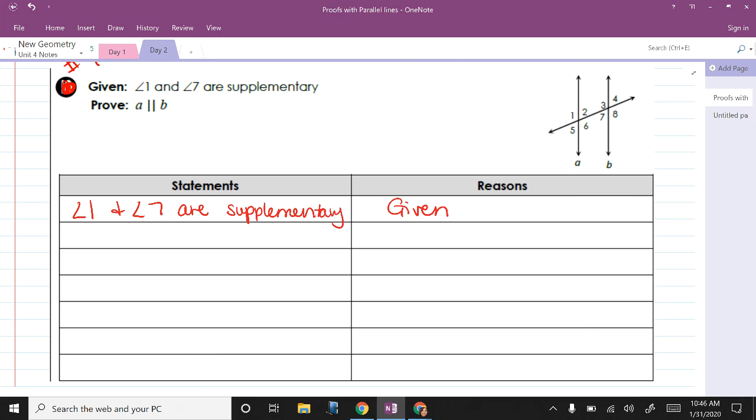So sometimes you just got to look at different options and see what you can do. I like that option. Angle 1 is congruent to angle 6 because of the vertical angles theorem. Okay. So if angle 1 is congruent to angle 6, can I then say that angle 6 is supplementary with angle 7 then? Because of what? Substitution. Yeah, this is probably going to be the best way for us to do it.